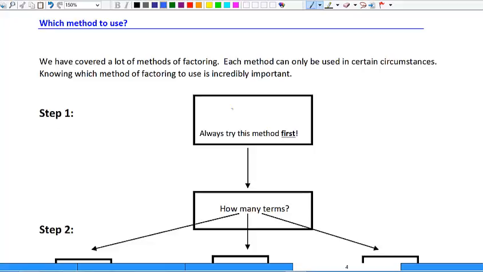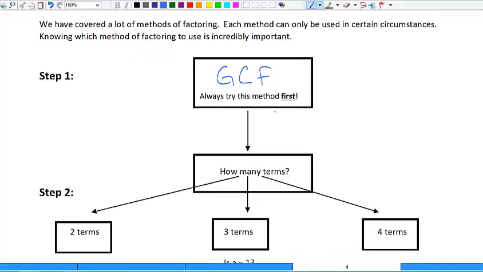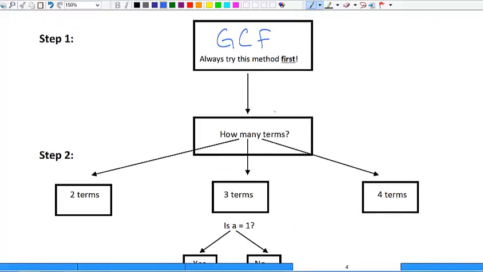Step 1, I always want you to try first, is to factor out a GCF. We've done that throughout all the different methods that we've tried. At some point you would have to factor out a GCF, so that you don't forget, GCF is always the method that you try first. After you've determined if there's a GCF or not and you factored it out, you're going to try to factor whatever's left inside the parentheses if you factored a GCF out, or, if no GCF, you just have to keep trying to factor.